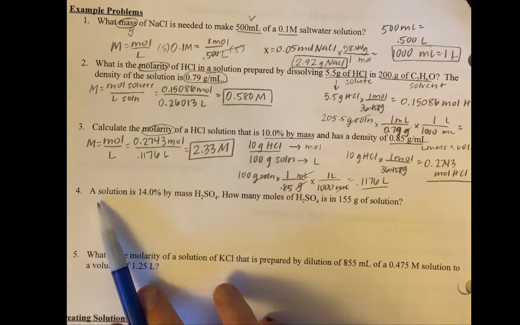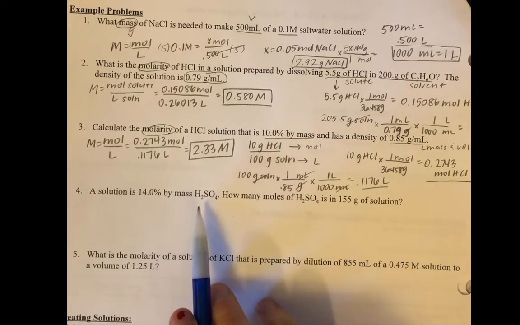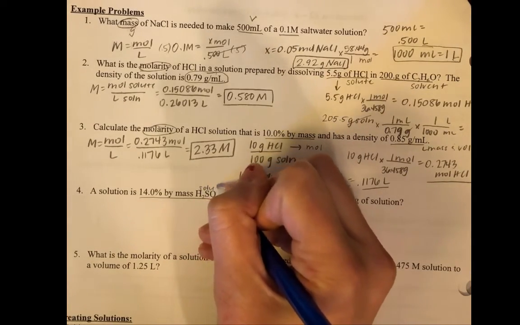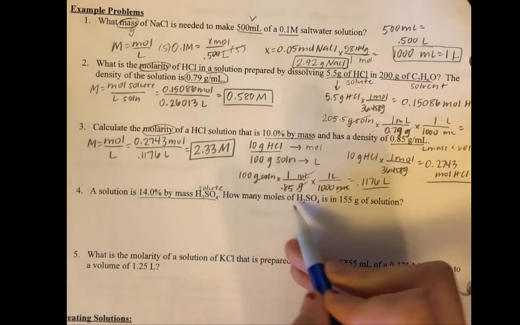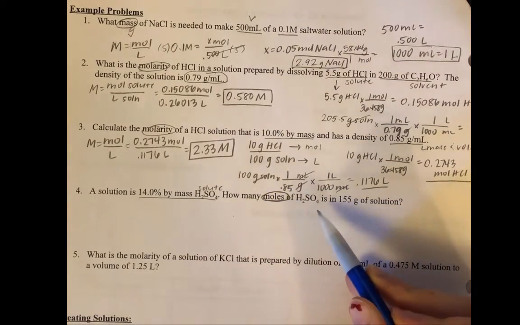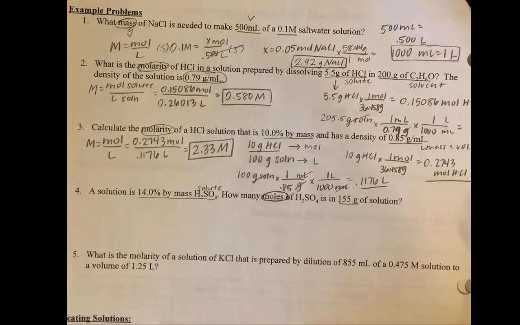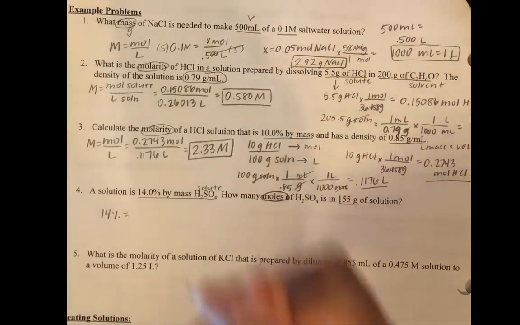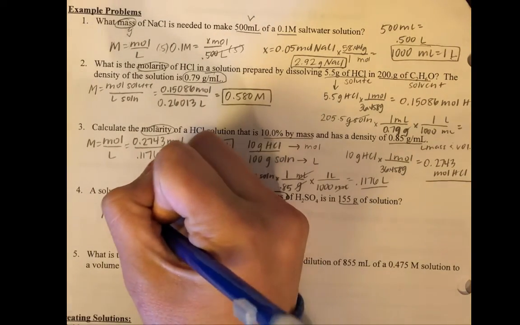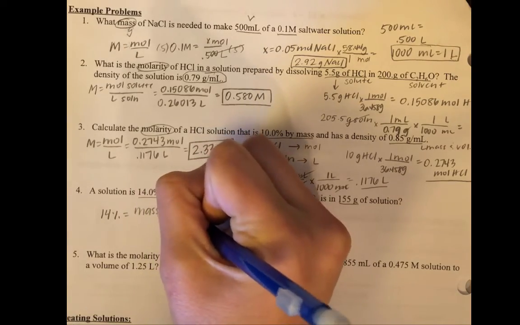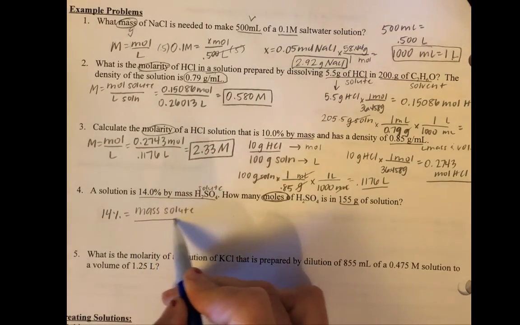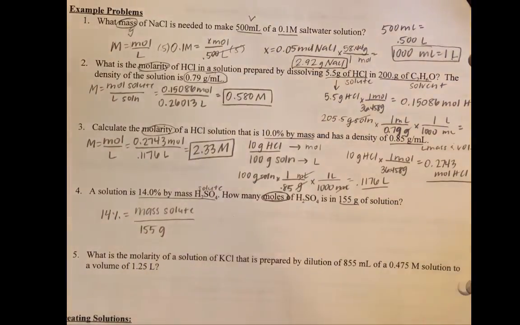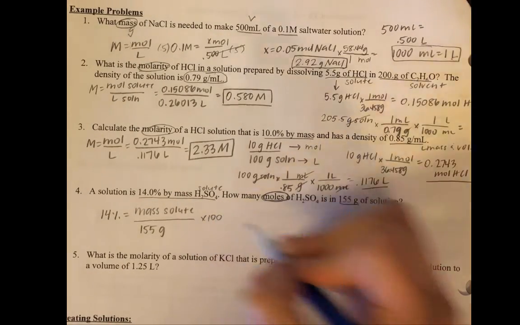So for question 4, it says a solution is 14% by mass H2SO4. Okay, so 14% by mass H2SO4. That tells me that H2SO4 is my solute. How many moles, so I'm going to be solving for moles, of H2SO4 is in 155 grams of solution. So this is really just a percent by mass problem. So 14%, so percent by mass is mass of solute, in that case H2SO4, over total mass of solution. My total mass of solution is given to me. It's 155 grams. And it's percent, so you have to multiply by 100.